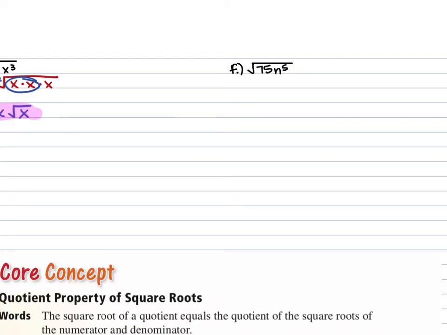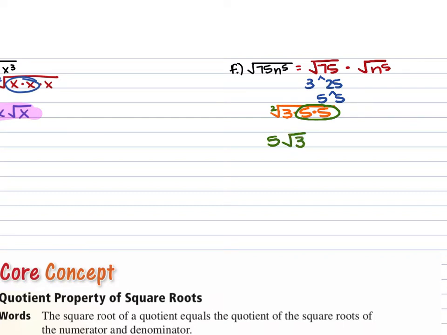For example F, we have the square root of 75 n to the fifth power. Now, I'm going to separate this and say that this is the same thing as the square root of 75 times the square root of n to the fifth power, and work with these separately and then bring them back together. The square root of 75, we have 3 times 25. The 25 is 5 times 5. So this is the same thing as saying the square root of 3 times 5 times 5. Now, I don't have an index on this square root, so it's an invisible 2, which means I pair up sets of 2. The 5s are a pair, so I'm going to pull 1 out to represent both of them. And I have that 3 left over, so it's going to stay underneath the radical.